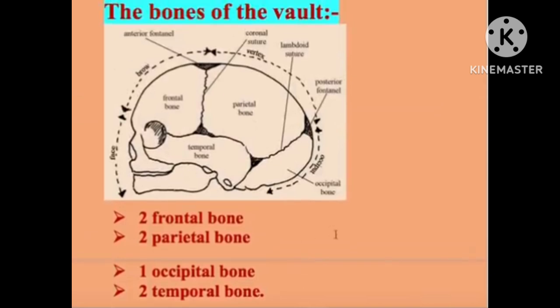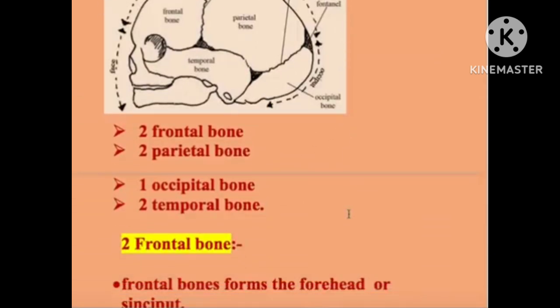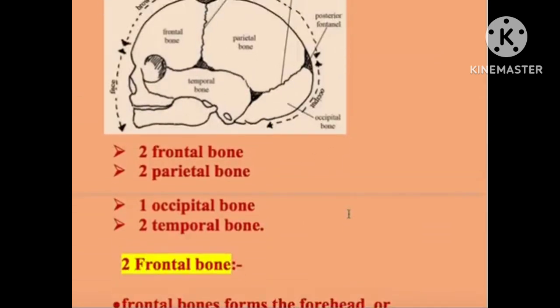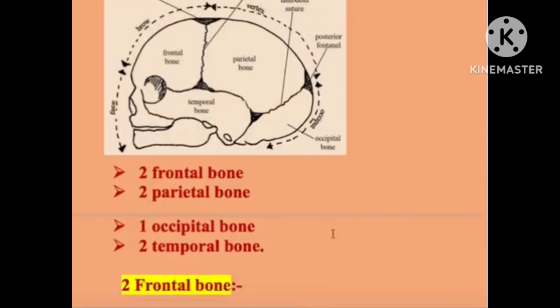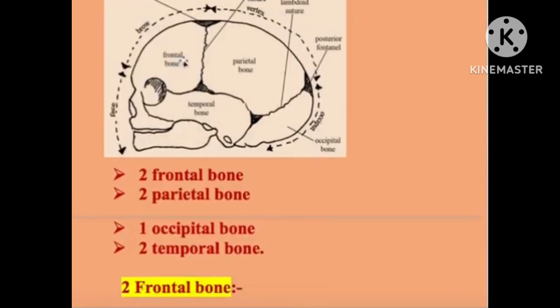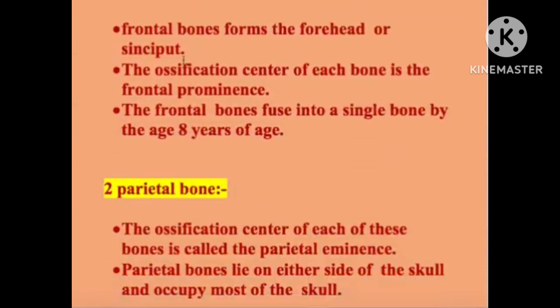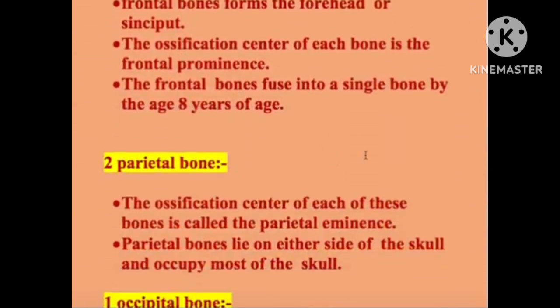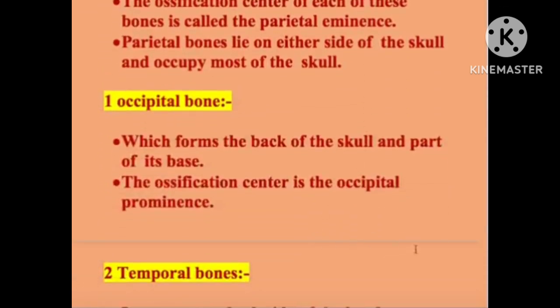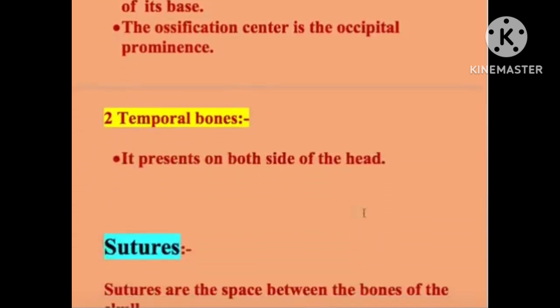So in the vault of the fetal skull, 7 bones are present: 2 frontal bones, 2 parietal bones, 1 occipital bone and 2 temporal bones. The frontal bones fuse into one bone at the age of 8 years, and the parietal bones lie on either side of the skull and occupy most of it. The occipital ossification center is the occipital prominence, and the 2 temporal bones are on both sides of the head.